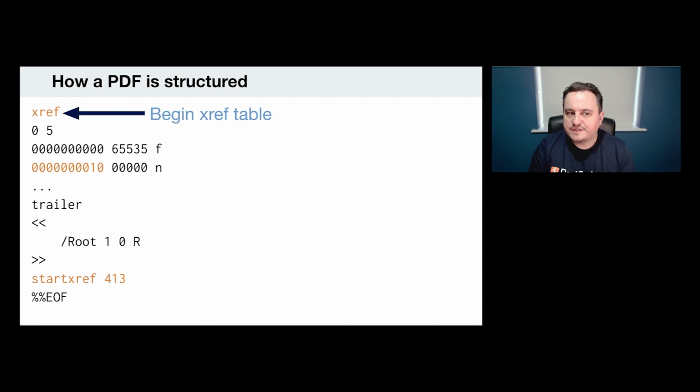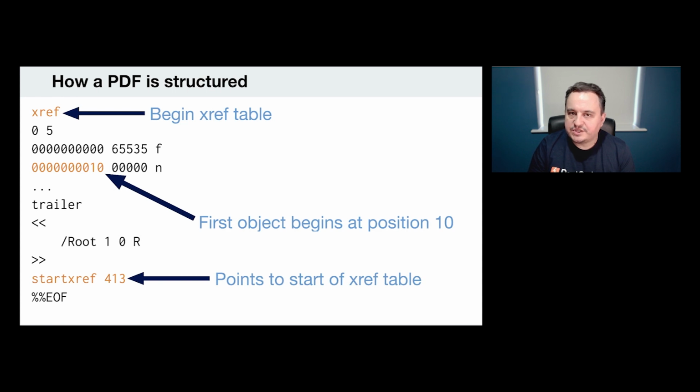This is the XREF table. It begins with the XREF keyword, and this is the first object in the XREF table, and that begins at position number 10. So at the 10th position in the document is where the first object begins. And using the startxref keyword, this will tell you where in the document the XREF table begins. In this instance, it's at 413.